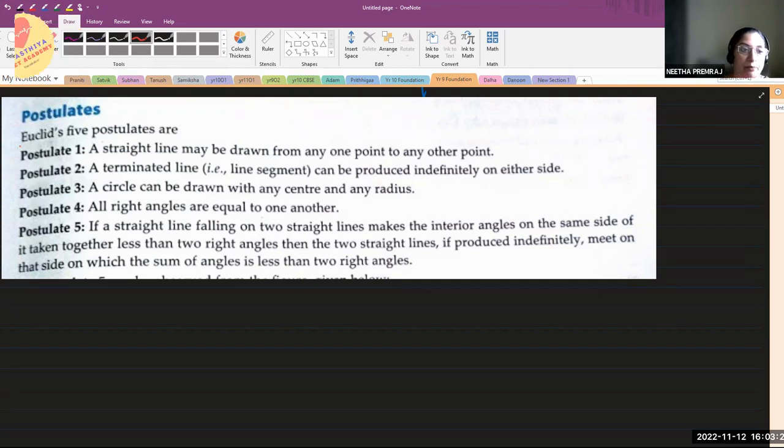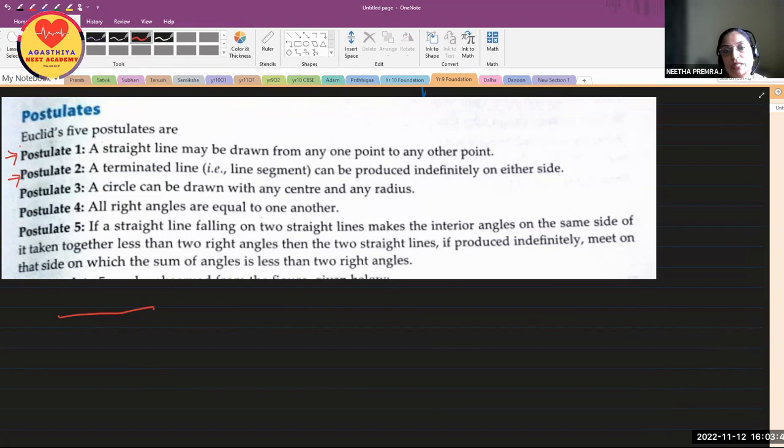Correct. Okay. Postulate 1. A straight line may be drawn from any one point to any other point. You can draw a straight line, right? That's it. Postulate 2. A terminated line can be produced indefinitely on either side. Terminated line is what? The line has ended, but if you wish, you can extend it, right? Either side, you can extend it.